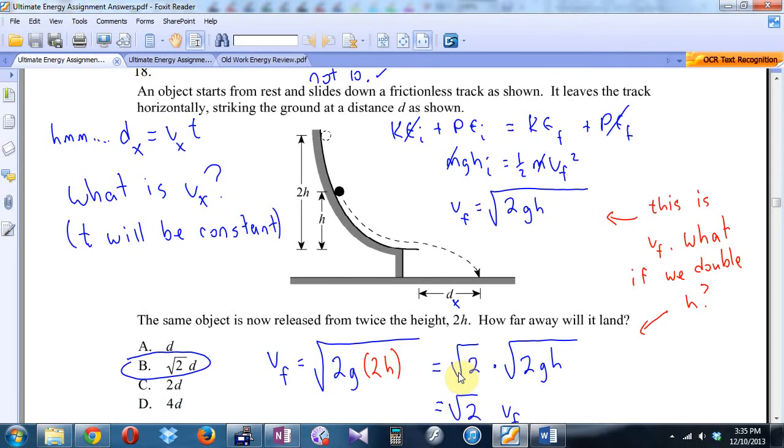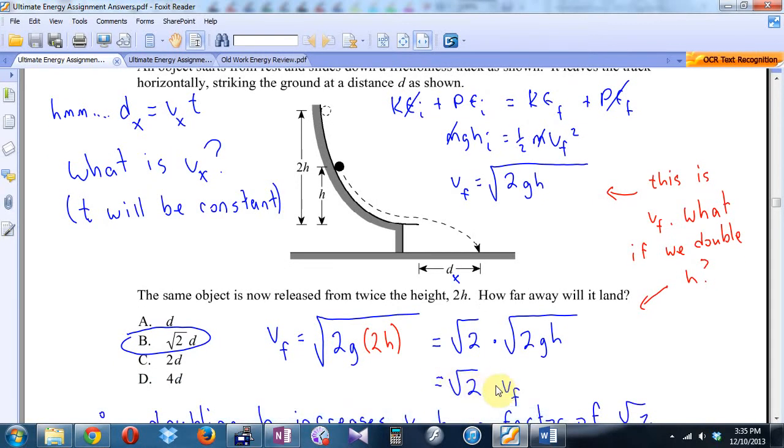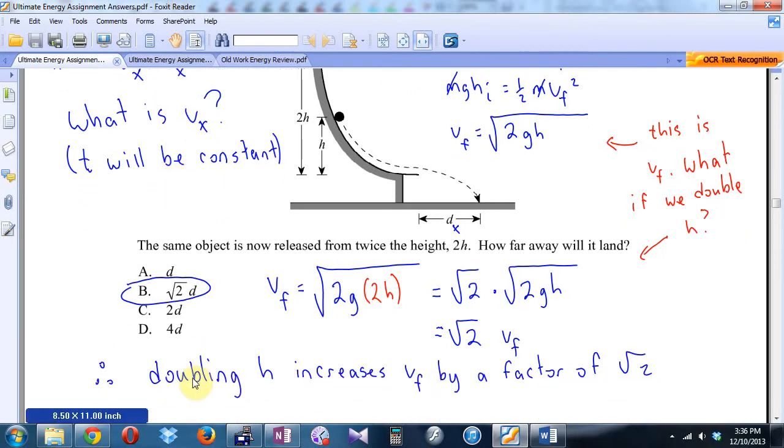So I said the difference is this, which means that normally there's my range. If I double the height, all I'm going to end up with is an extra root 2 there. I said doubling the height increases v final by a factor of root 2. And so, Jacob, that's going to increase the range by a factor of root 2.